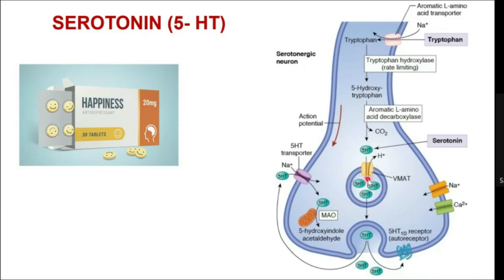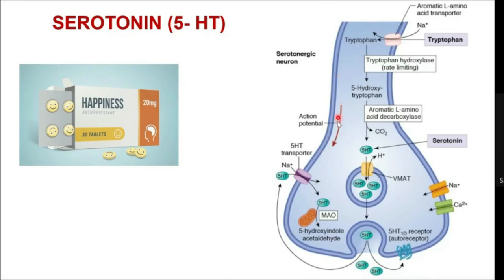As we know, for most neurotransmitters there is an antiport system where the neurotransmitter gets into the vesicle, and against that the hydrogen ion comes out of the vesicle. This is the vesicular monoamine transporter, the same transporter which was present for the catecholamines. Once the serotonin gets into these vesicles, it stays there and waits for the impulse to come.